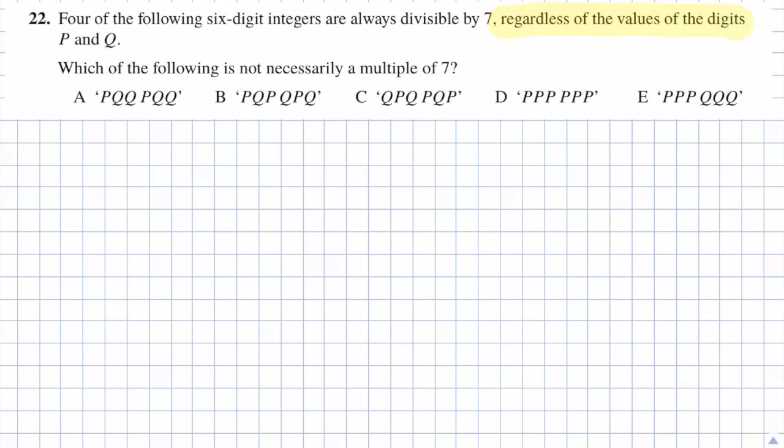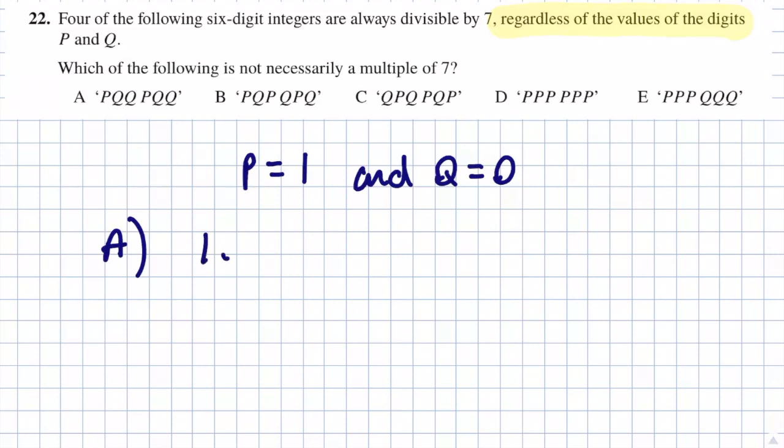So I thought to myself, let's keep it nice and simple and use 2 of the easiest numbers that we can work with. So I said let P equal 1 and Q equal 0. I'm basically going to replace P and Q with these values for each of these examples, A, B, C, D, and E, and test whether they're divisible by 7. The one that isn't divisible by 7 must not be a multiple of 7, so that will be our final answer. If we look at A first, A is PQQPQQ. So that's 1 followed by 2 zeros, followed by 1, followed by another 2 zeros.